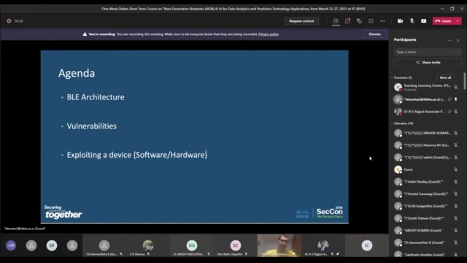As I mentioned, we will look at the different vulnerabilities. I'm not encouraging you to exploit devices, but as a security analyst or a security enthusiast, you'd always like to evaluate how the device is performing, either at the software level or at the hardware level. That is something I did, and this session is about what I learned from that, exploiting a device, both software and hardware.